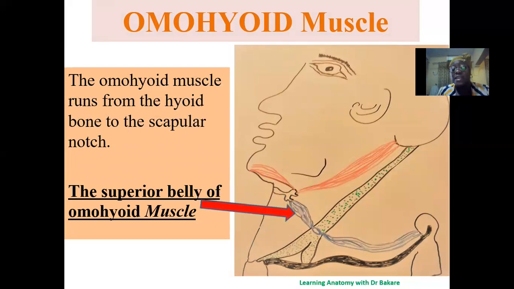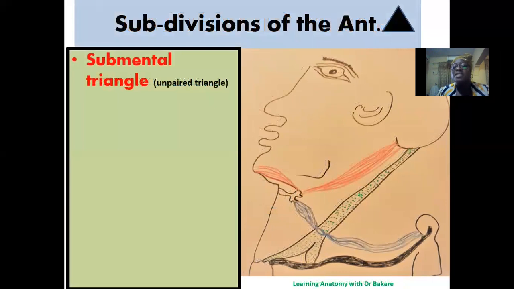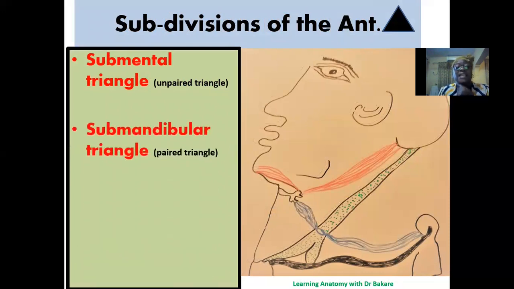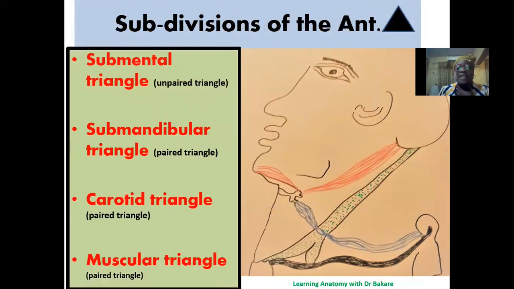This is the superior belly of the omohyoid muscle. So the subdivisions now, the first one we will look at is the submental triangle. The submental triangle is an unpaired triangle, which means that you only have one of it. Then the second one is the submandibular. The submandibular is below the mandible, and is a paired triangle, which means that you have one on the right and one on the left. The next triangle is the carotid, which is also paired, and also we have the muscular triangle, which is also paired. That means we have one on the right and one on the left. This is the configuration of the anterior triangle.